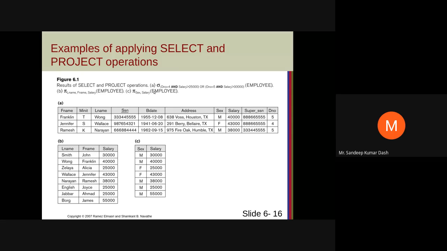Similarly, these two columns are retrieved from the employee table. Suppose I had written F name, salary, L name. The result would have been F name, then salary, then L name. So it follows this sequence of selection. Fine. So these are the examples of project and select operation.